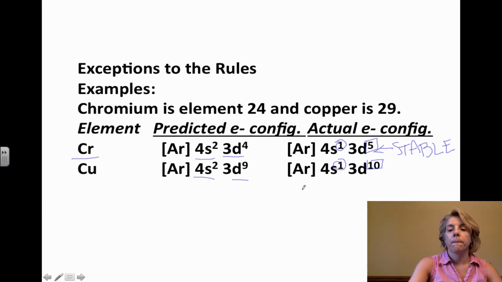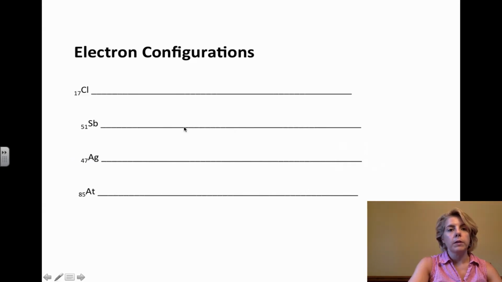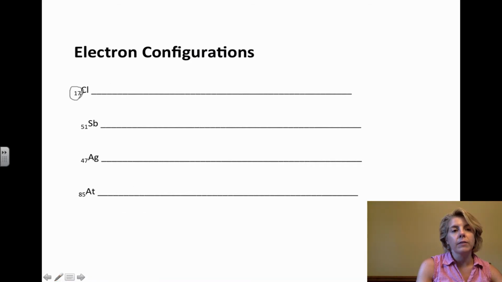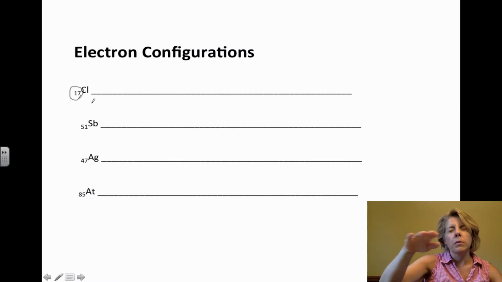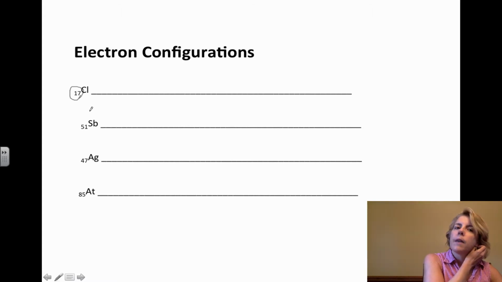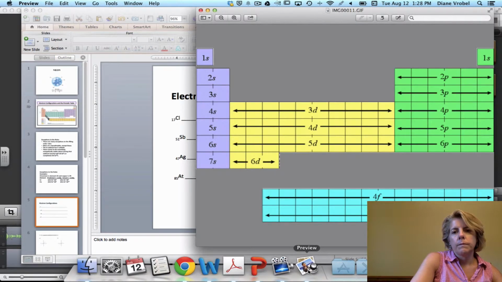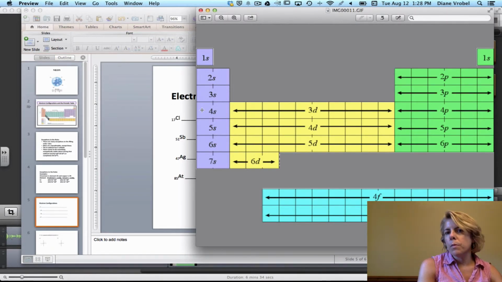Okay, so let's do some electron configurations here. The first one that I have is chlorine. And notice I'm looking at 17 electrons. That means all of the superscripts of the orbitals should equal 17. Now I have a handy dandy periodic table that I want to show you. This is like the one that I was showing you within the slide here.